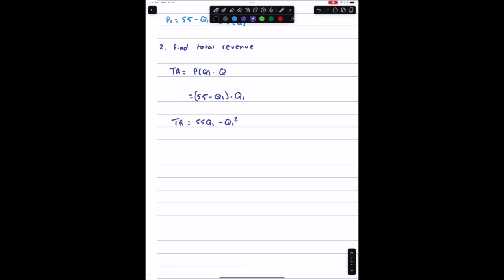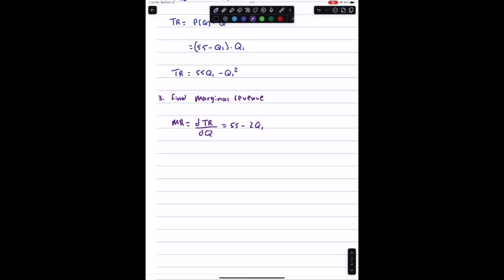Now 3, find marginal revenue. We know that marginal revenue is just equal to the derivative of total revenue with respect to Q, which is equal to 55 minus 2Q1. We just got rid of this Q1 and we did the power rule here. So this is our marginal revenue.